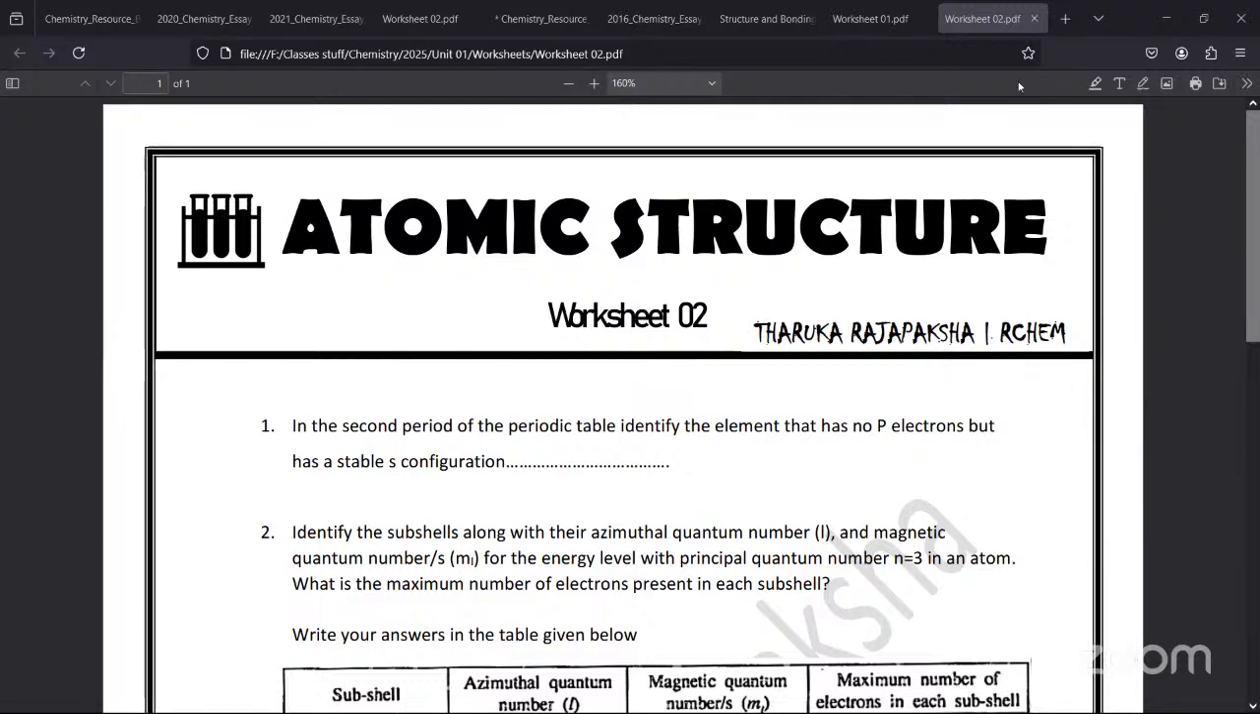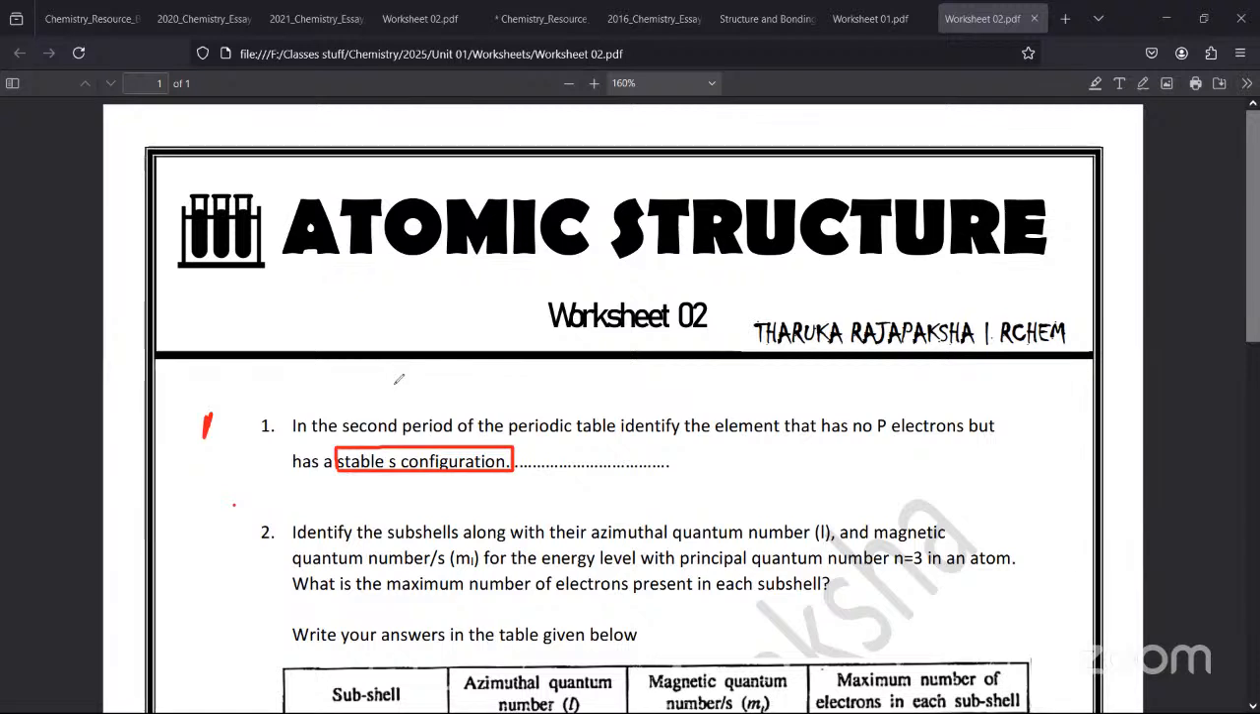You can see the first question. I'll take a red color. In the second period of the periodic table, identify the element that has no p electrons but has a stable s configuration. What do you mean by a stable s configuration?